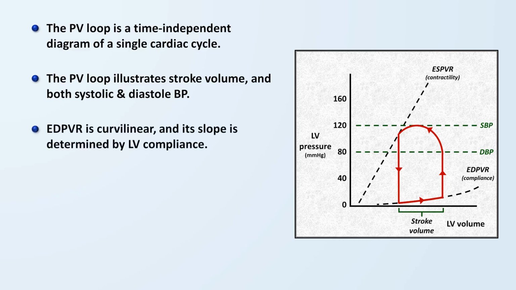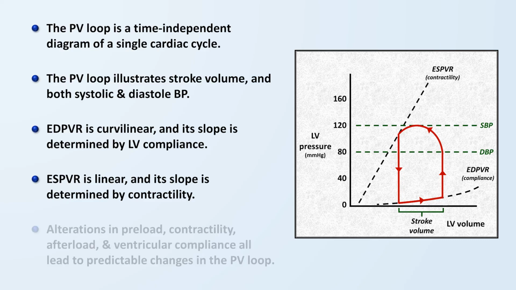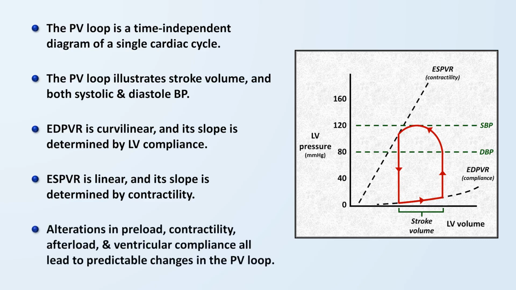The end-diastolic pressure-volume relationship is curvilinear, and its slope is determined by LV compliance. The end-systolic pressure-volume relationship is linear, and its slope is determined by contractility. Alterations in preload, contractility, afterload, and ventricular compliance all lead to predictable changes in the PV loop.